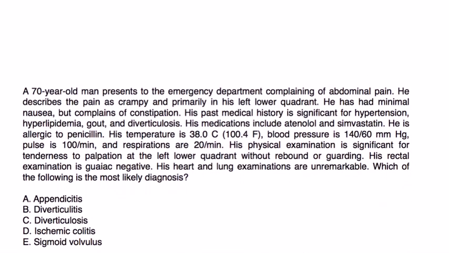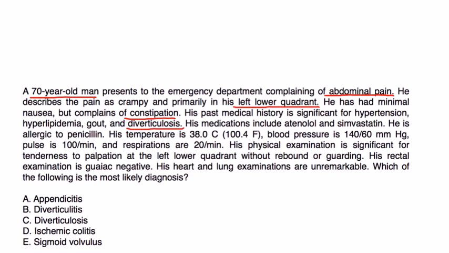So let's take a look at some vignettes and see what this looks like as a patient presentation. A 70-year-old man presents to the emergency department with complaints of abdominal pain. Describes the pain as crampy and primarily in his left lower quadrant. He has had minimal nausea, but complaints of constipation. His past medical history is significant for hypertension, hyperlipidemia, gout, and diverticulosis.